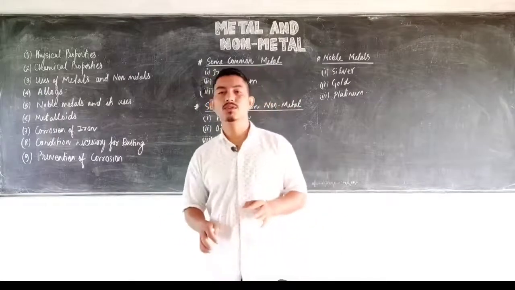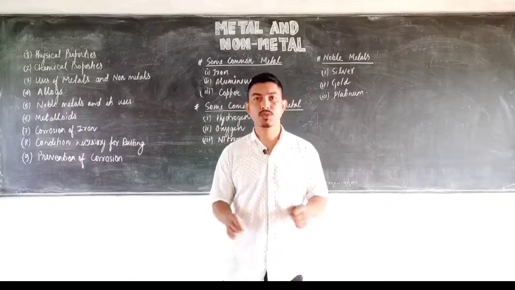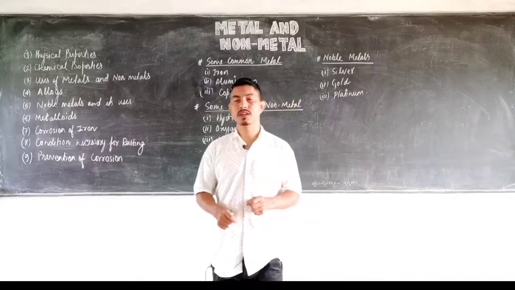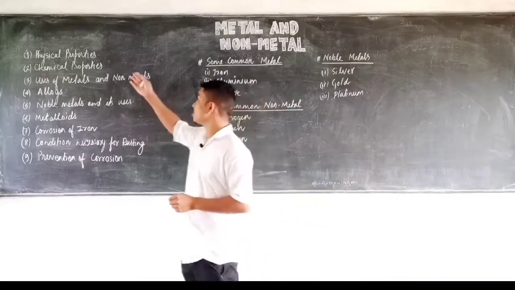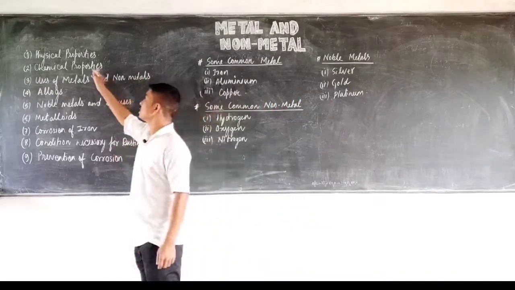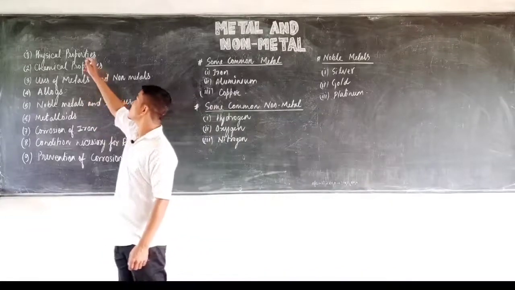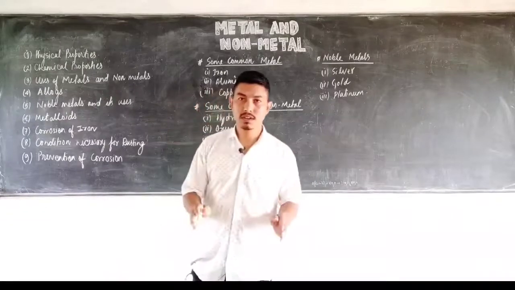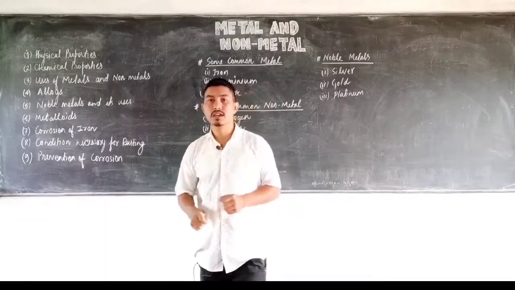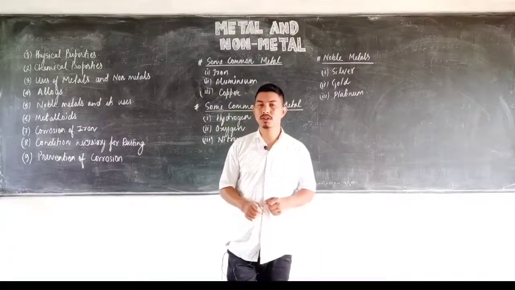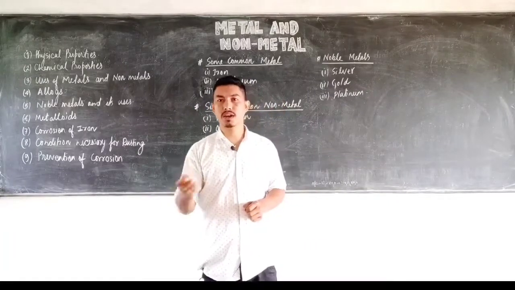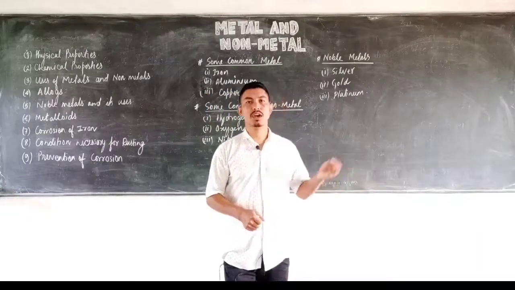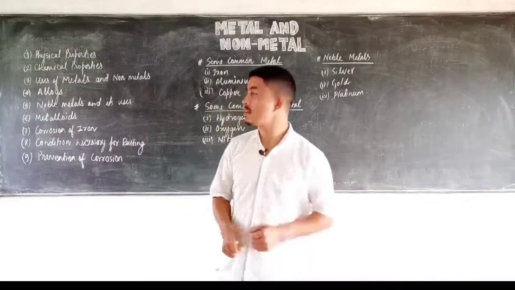Now coming to how to differentiate between metals and non-metals. We can differentiate them in terms of physical property and also in terms of chemical property. What is a physical property? Physical properties are the ones which we can see and feel. The basic difference is that metals are usually hard and solid, but non-metals are usually soft, and are usually liquids and gases.